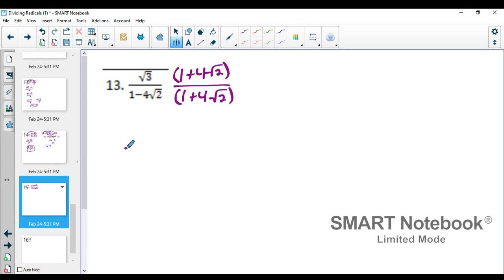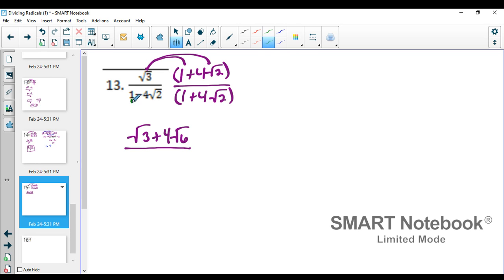All right, so let's start with the numerator. So we're going to multiply square root of 3 by 1, so we have the square root of 3. And then the square root of 3 times 4 square root of 2. The 4 stays because there's not a coefficient here, and then 3 times 2 is 6, so we have the square root of 6.